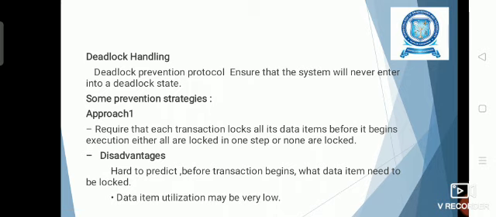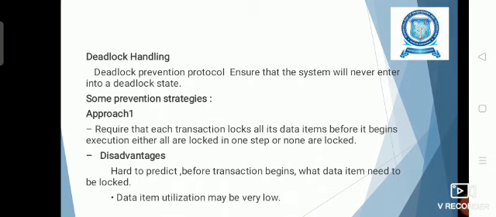In the first approach, it requires that each transaction locks all its data items before it begins execution. Either all are locked in one step or none are locked. The advantage in this particular approach is the transaction will hold all of its necessary data, put the lock on the necessary data, and only after that will it start the execution. So if any of the data items are not available, the transaction can't start the execution and the locked data items will be released.